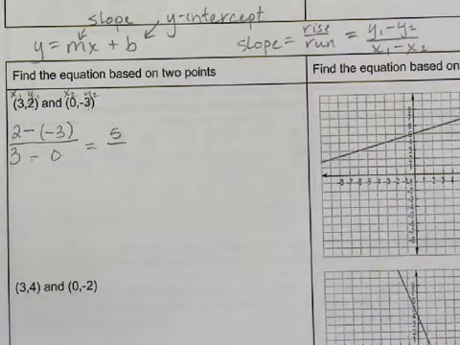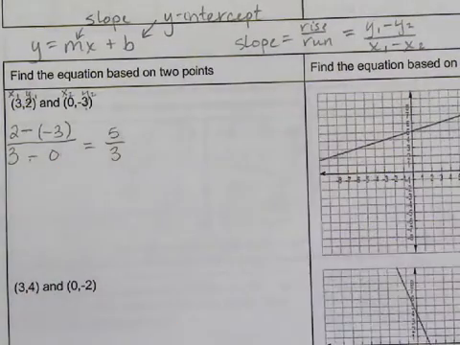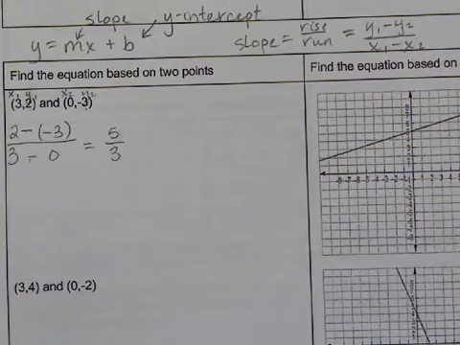Once we know the slope, we can use the slope and then the x and y from one of our points to find our y-intercept. So you can pick either point, 3, 2 or 0, negative 3. I'm going to go ahead and use 3, 2 because they're both positive. So I'm going to plug those into y equals mx plus b.